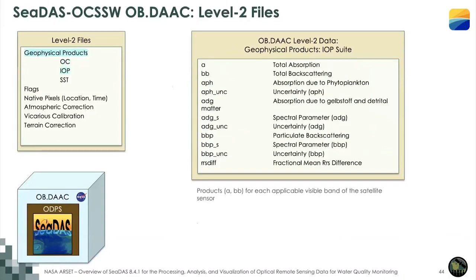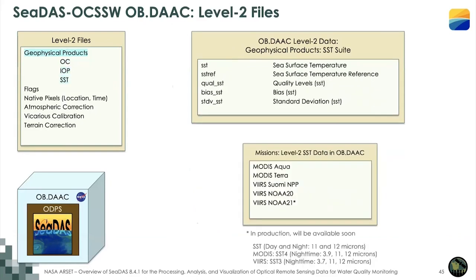IOP has different processing parameters that are needed to make these. That's the primary reason why these have to be separate suites, separate groupings, separate files. The same goes for SST, which has its own processing parameters going on behind the scenes. So when you make these level 2 files, they need to have been made separately.